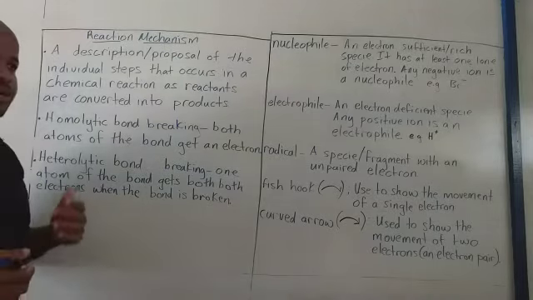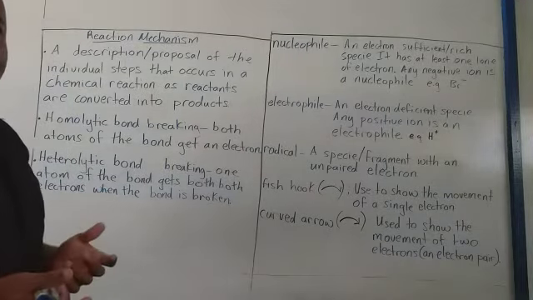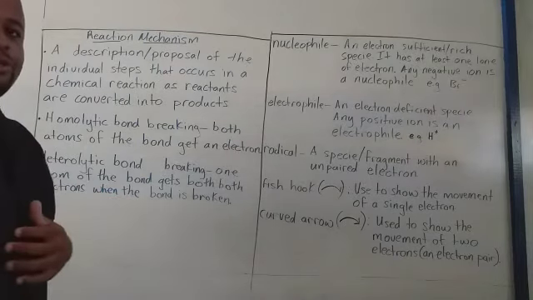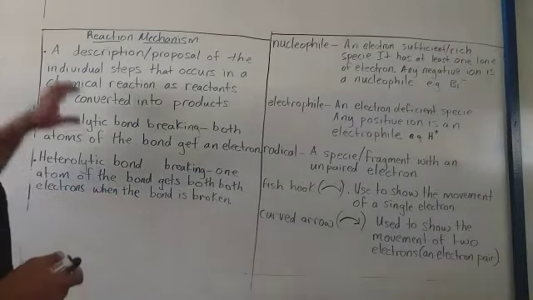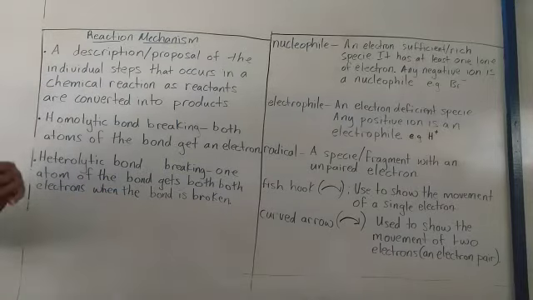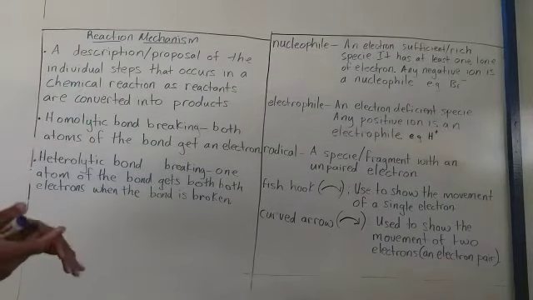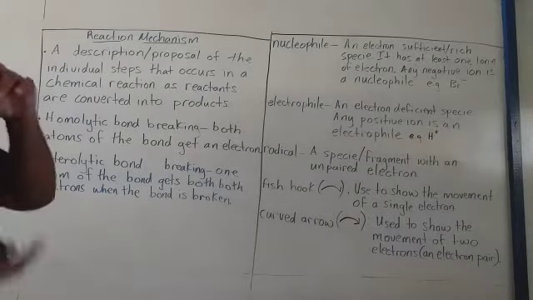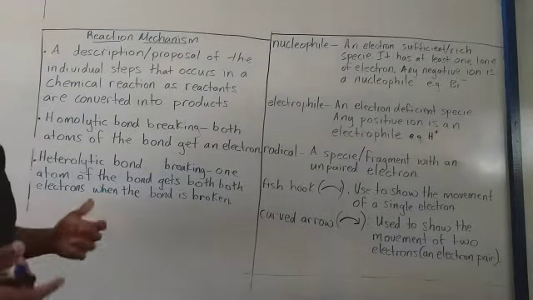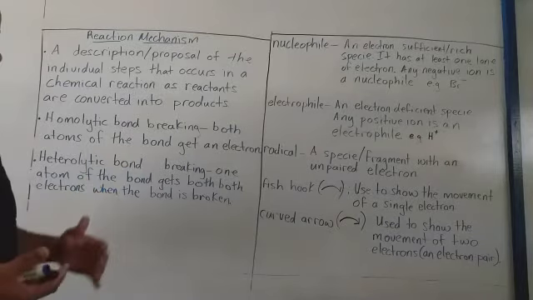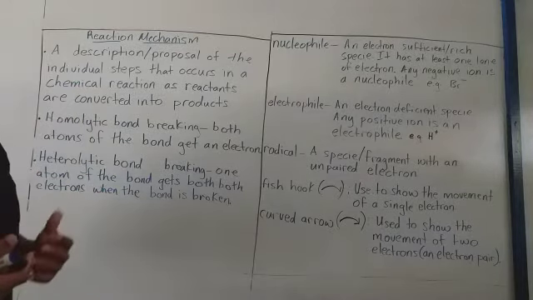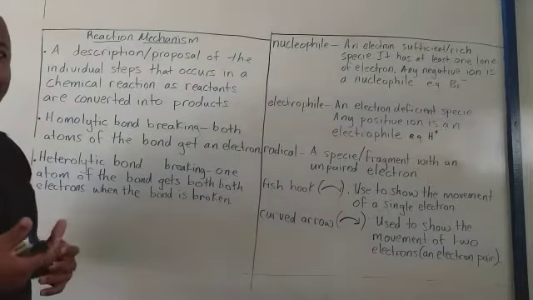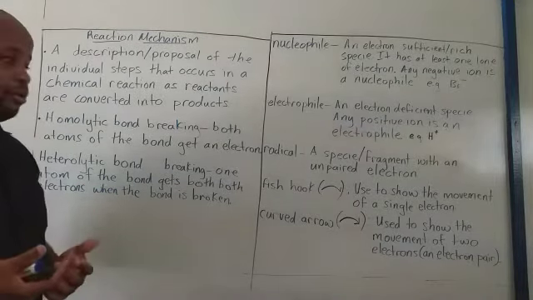So in chemistry, when we write an equation, we just show the reactants and then we move straight to the products. What the mechanism does is to show a stepwise process by which the reaction occurs. So it's a description or a proposal, right, by which the reaction may occur. So it's a series of steps by which a particular reaction will occur.